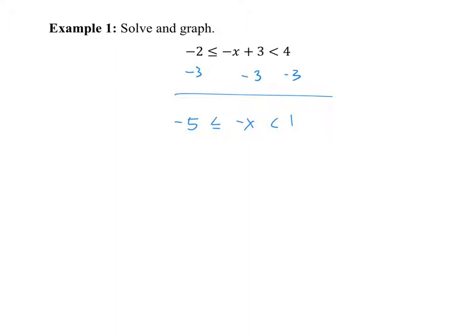And then how would I get x by itself? How do I get rid of that negative sign there? What do I do? Divide by -1. And Isabella, when I divide by -1, what do I have to remember to do? Change the sign. Good. So this becomes 5, flip the sign. This becomes x, flip the sign. This becomes -1.